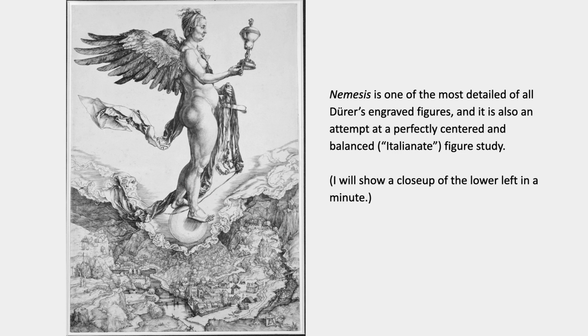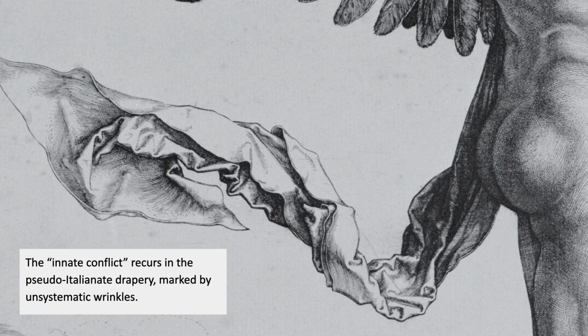It's a large engraving. It's the most detailed of all of Dürer's engravings. And again, you could see that the whole composition, if you look at it from far enough back, is very balanced. The figure of Nemesis on her sphere in the heavens is centered in the picture. And I'm going to show a close-up of this part right here in a minute. But first, I wanted to show the drapery.